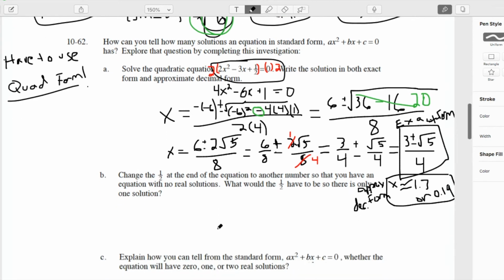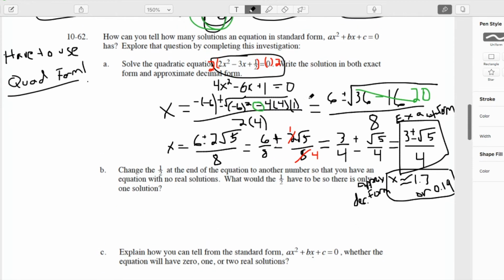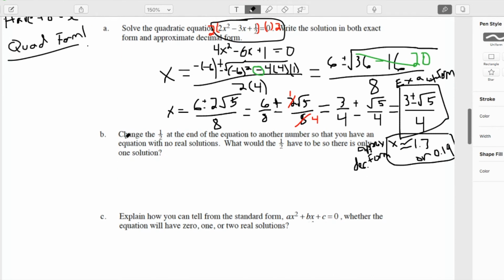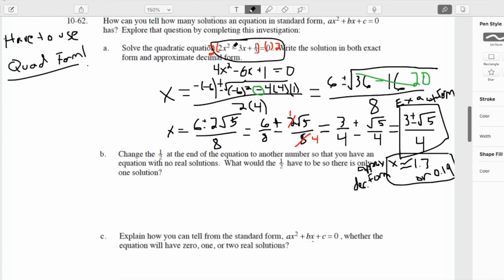All right, so anyway, that's me solving it, writing the solution and solving both the exact form and approximate decimal form. So part B, maybe we already did this in part B. I'm trying to look at what it says here. Change the 1/2 at the end of the equation to another number so you have an equation with no real solutions. Oh, no, we haven't done this yet. Okay, so it just wants us to think, what if we had been given an equation like this that had no real solutions?